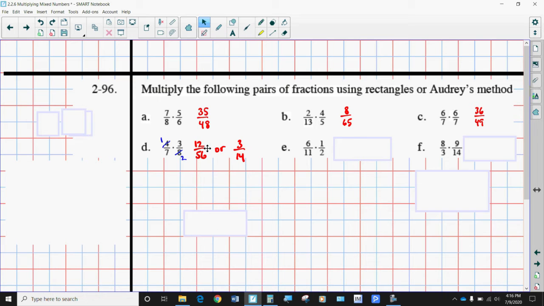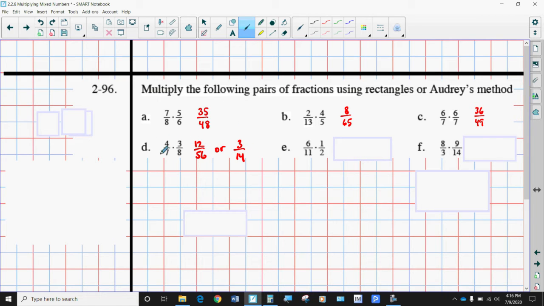It's going to be 3 over 14, right? 1 times 3 is 3, and 7 times 2 is 14. Had I not done it that way, I could have just multiplied straight across and then looked for common factors here, and it turns out 12 and 56 have 4 in common. So you divide the top and the bottom by 4 to get the same answer.